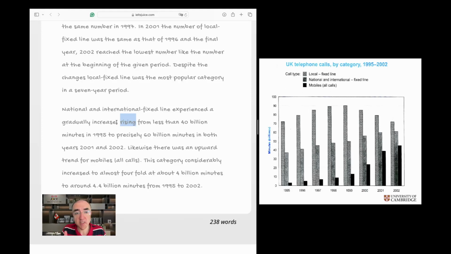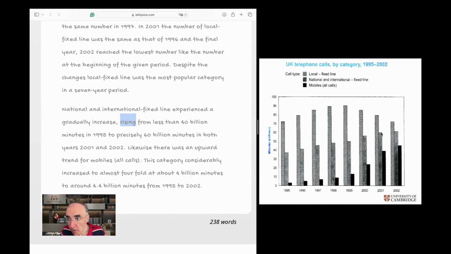The writer is intelligent, is knowledgeable, has a command over the English language, specifically grammatical structures and advanced grammatical structures. But why factual mistakes are here and there? Rising from less than 40 billion, correct, minutes in 1995 to precisely, it's a good word, 60 billion, okay, minutes in both years, 2001 and 2002.